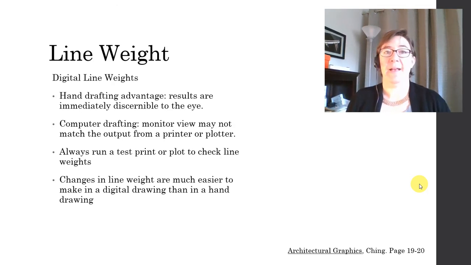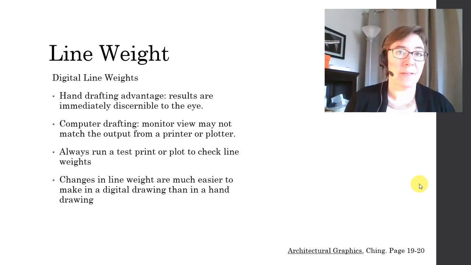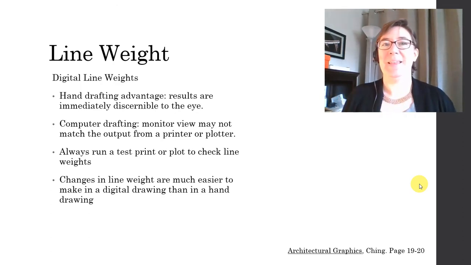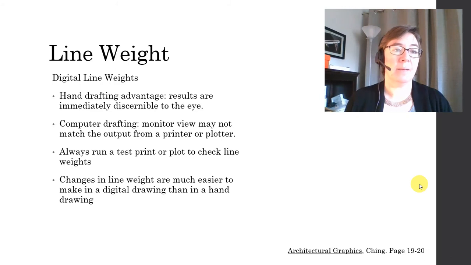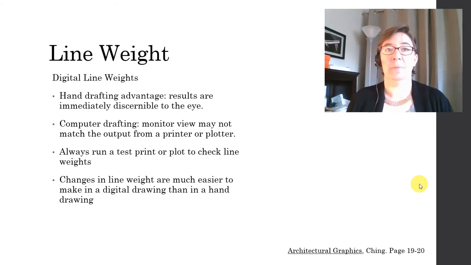When you do hand drafting, you can immediately see your line weights. I mean, that's obvious. When you draw the line, you can see if it's a thin, medium, or heavy line. With computer drafting, it's a little more complicated. Even if you deliberately show the line weights on your monitor view, it may or may not show up that exact way when you plot it. So it's suggested that you always run a test print to check your line weights.